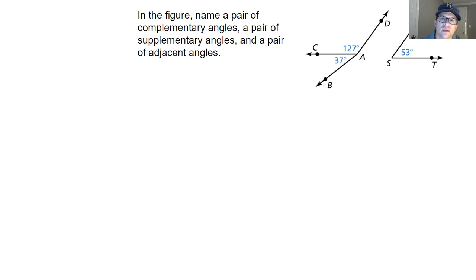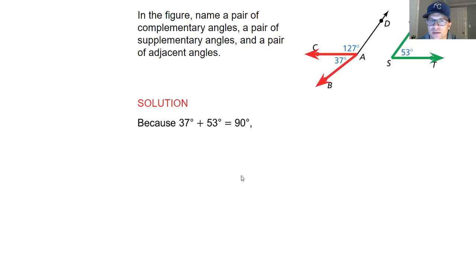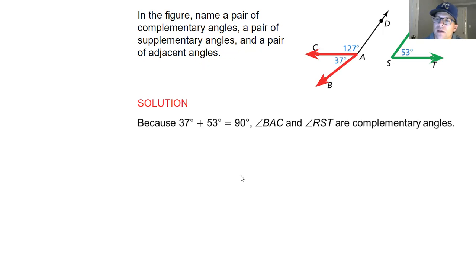Okay, in a figure, name a pair of complementary angles and a pair of supplementary angles and a pair of adjacent angles. Two angles are adjacent if they are next to each other or they are touching. So the way we can approach this is, you know that 37 and 53 will give you 90 degrees. So those two angle measures could be considered complementary. So BAC and RST are your complementary angles.